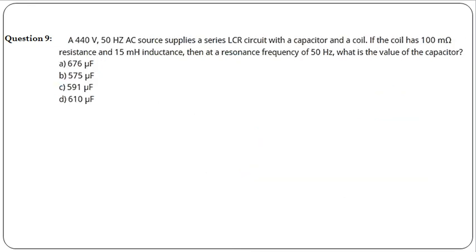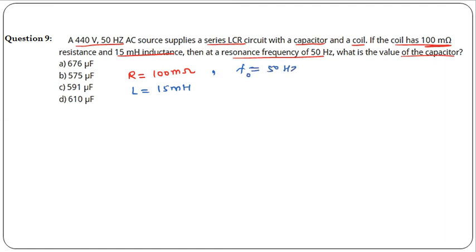Now let us see the next question. A 440 volt 50 Hz AC source supplies a series LCR circuit with a capacitor and a coil. If the coil has 100 milliohm resistance and 15 millihenry inductance, then at a resonance frequency of 50 Hz, what is the value of the capacitor? So in this question, resistance value is given and it is 100 milliohm. Inductance value is also given, that is 15 millihenry. Okay, and resonance frequency is given, this is f naught, equal to 50 hertz.